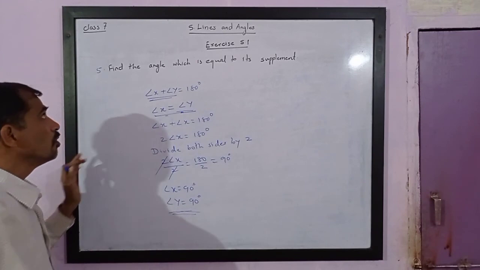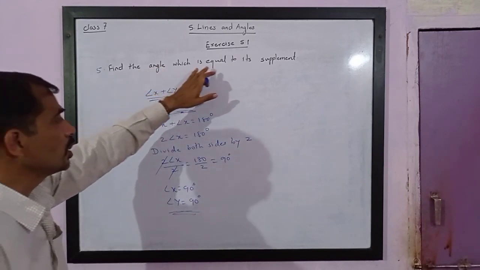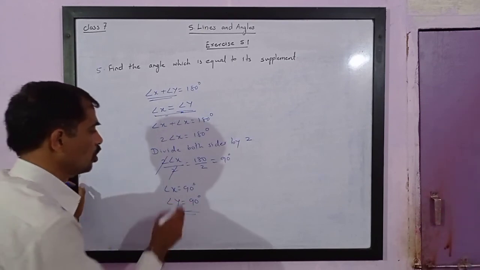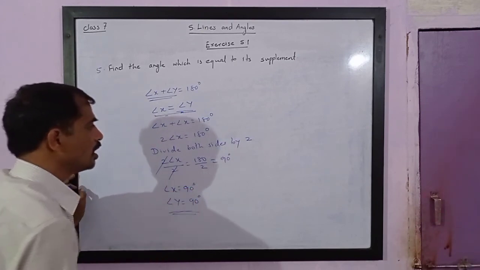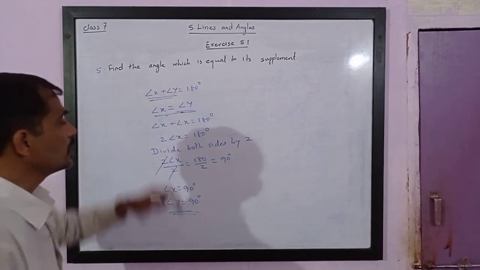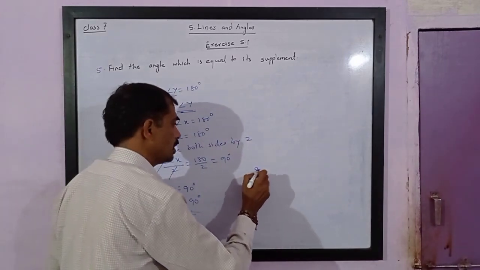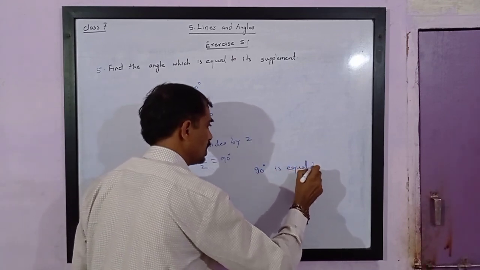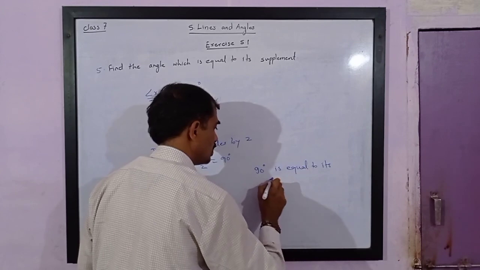Please note, we were asked for the angle which is equal to its supplement. So X is equal to its supplement. Please note both angles are 90 degrees. So we can say that the angle equal to its supplement, 90 degrees, is equal to its supplement.